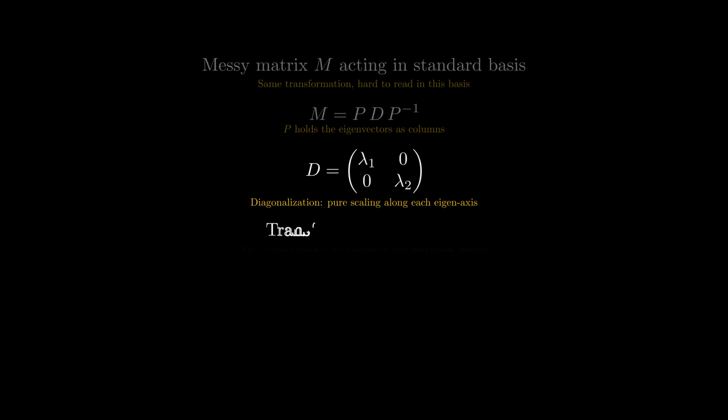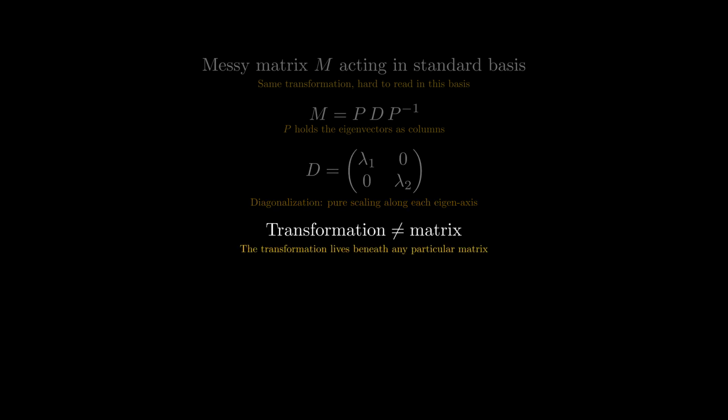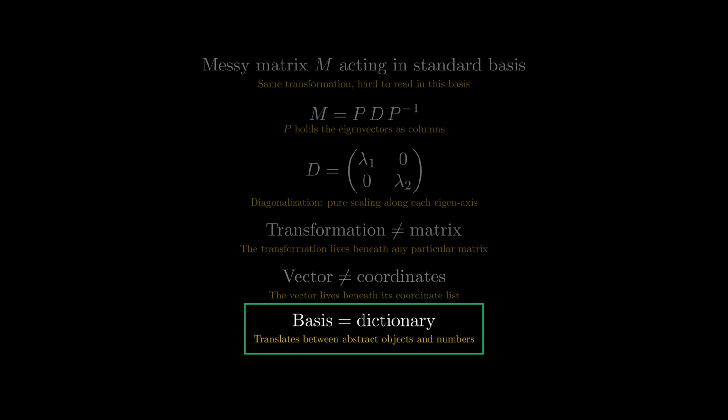So here's the closing thought. A linear transformation isn't its matrix. A vector isn't its coordinates. Both live underneath the numbers. The basis is the dictionary that translates between them.